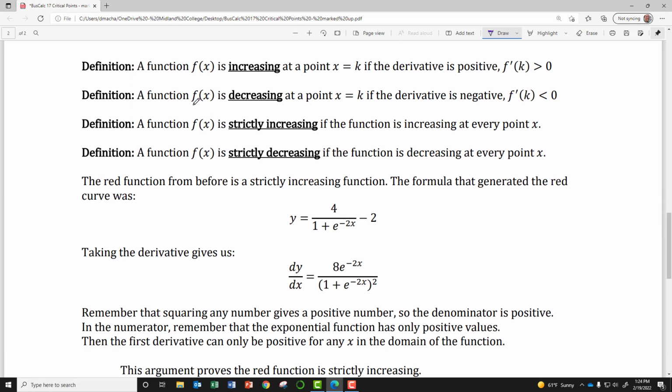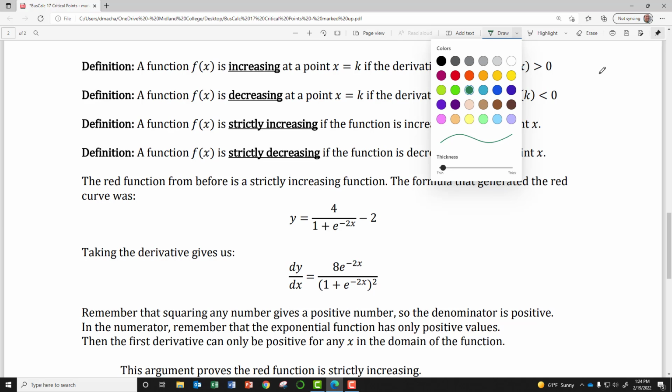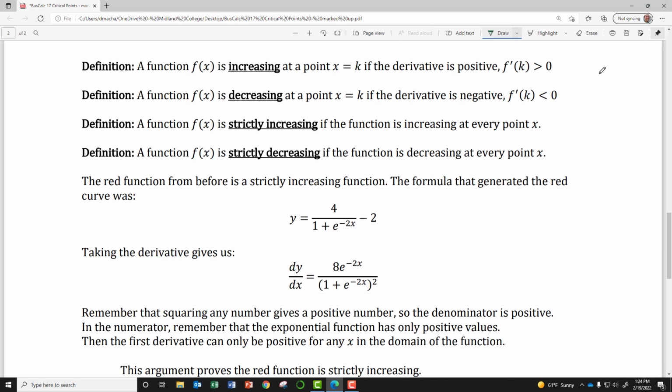Okay, so here are some definitions. A function is increasing if the derivative is positive. Remember, the derivative sort of represents the steepness of a function. And so where you have a positive derivative, or you might say f prime evaluated at that point is greater than 0, that means it's positive. If your derivative is positive, that means your function must be increasing. It's talking about some sort of positive steepness to your curve at that point.